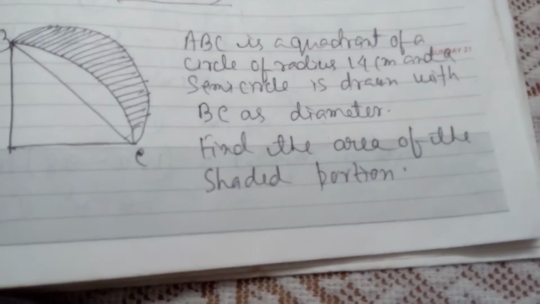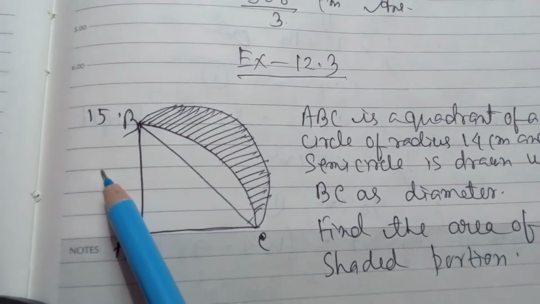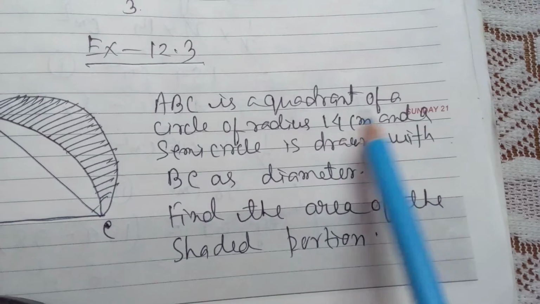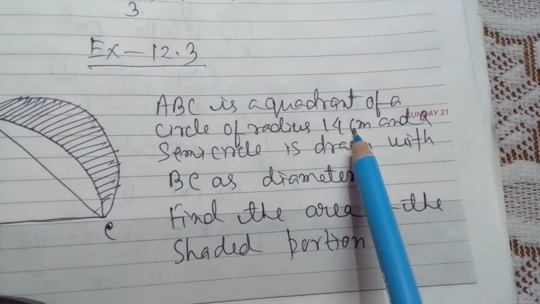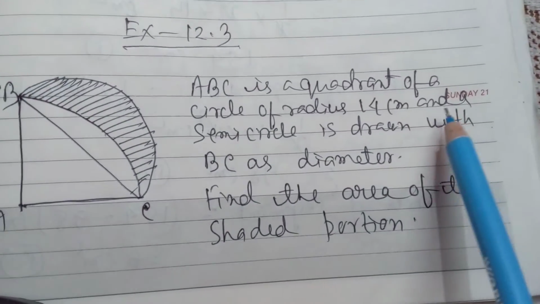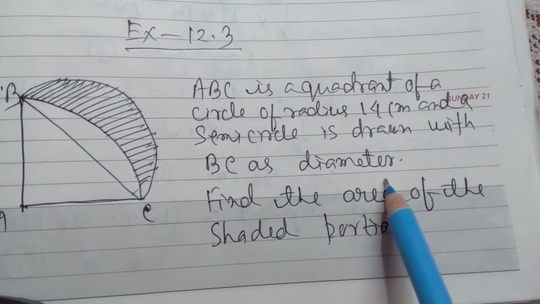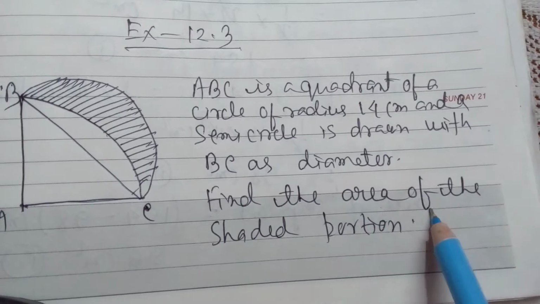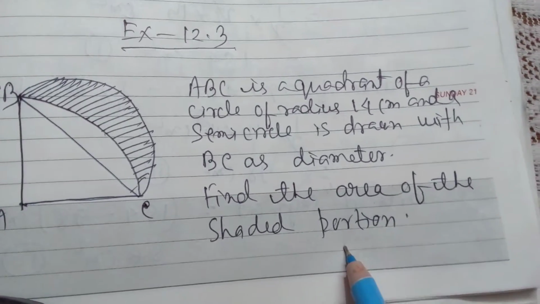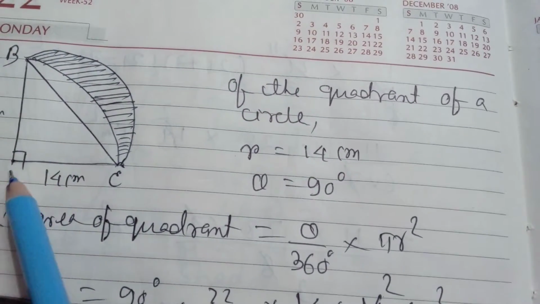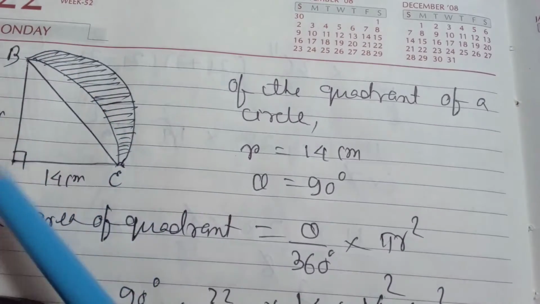Now I shall start exercise 12.3, question number 15. The question is: ABC is a quadrant of a circle of radius 14 centimeter and a semicircle is drawn with BC as diameter. Find the area of the shaded portion. Now look at the figure. This is the figure, and this is a quadrant.